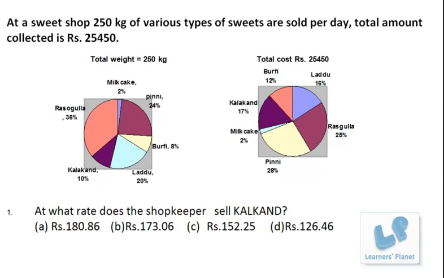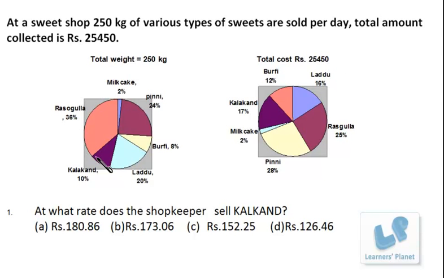Now friends, let's take up our first question on data interpretation. I'm taking a pie diagram over here. The question says, at a sweet shop, 250 kilograms of various types of sweets are sold per day. The total amount collected is 25450. Now we are given two pie diagrams over here. This pie diagram is a breakup of weight, that is 250 kilogram, and this pie diagram is a breakup of the total cost, that is 25,450 rupees.